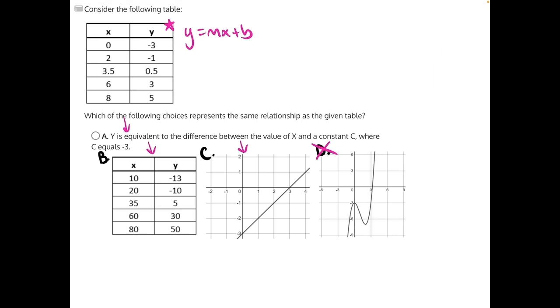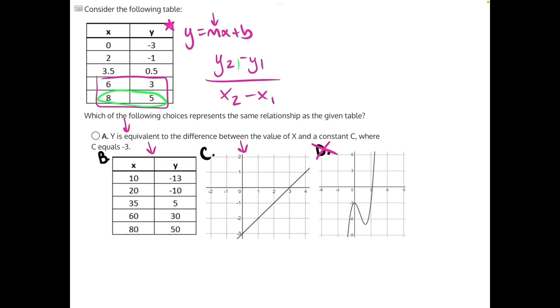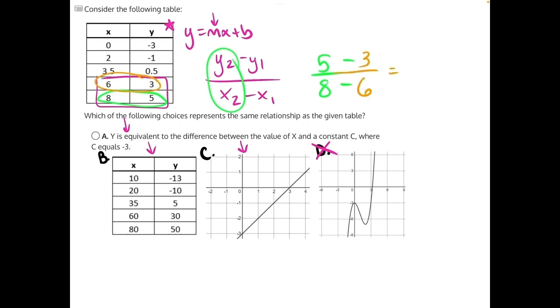Okay, so now let's go ahead and find our slope for our original function. I'll pick these 2 points to use in our y2 minus y1 over x2 minus x1. And let's use the second set of points for our y2 and x2. So we will have 5 over 8 minus our y1 and x1, which I will make the other set of points. 5 minus 3 over 8 minus 6. 5 minus 3 will give us 2, 8 minus 6 will give us 2, and 2 divided by 2 will give us 1.